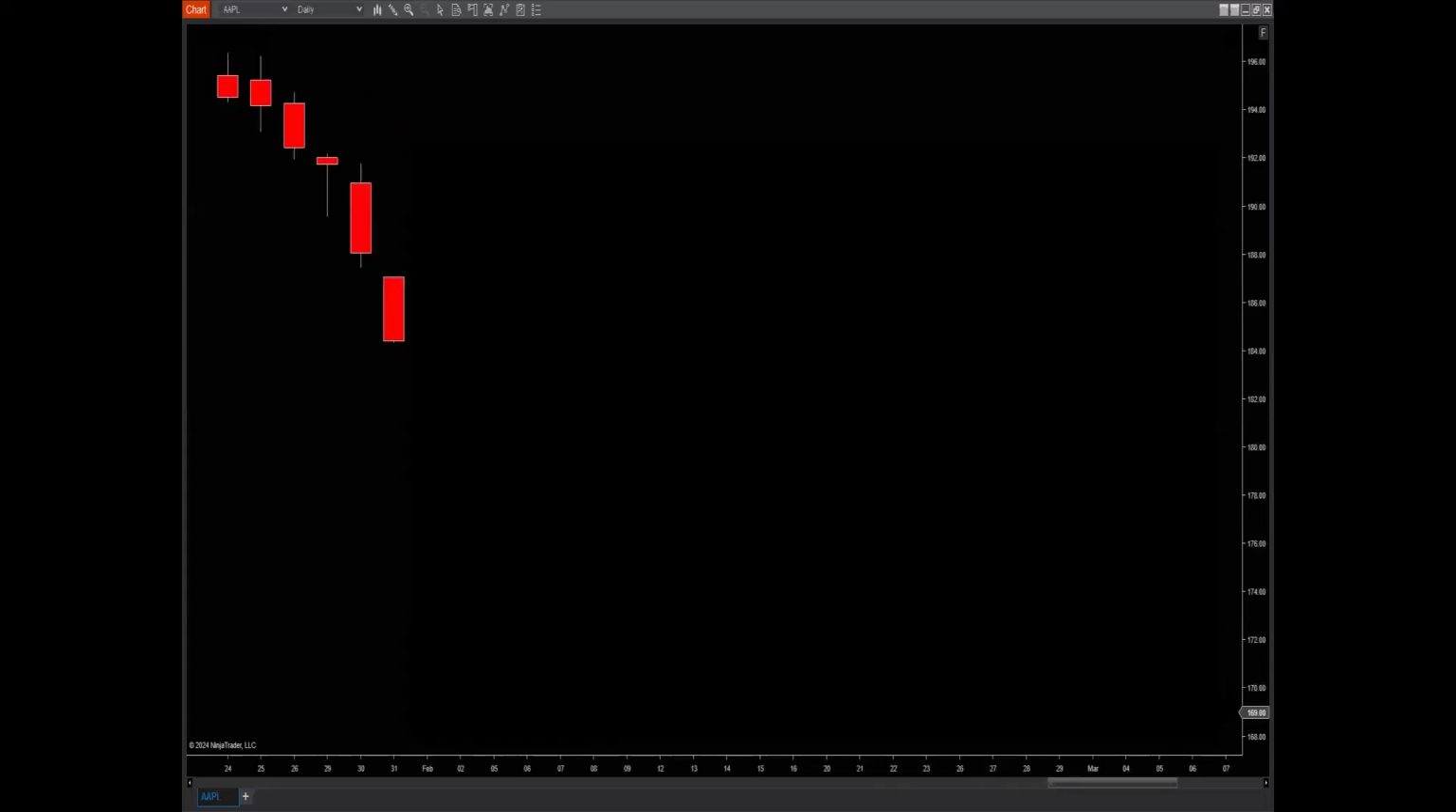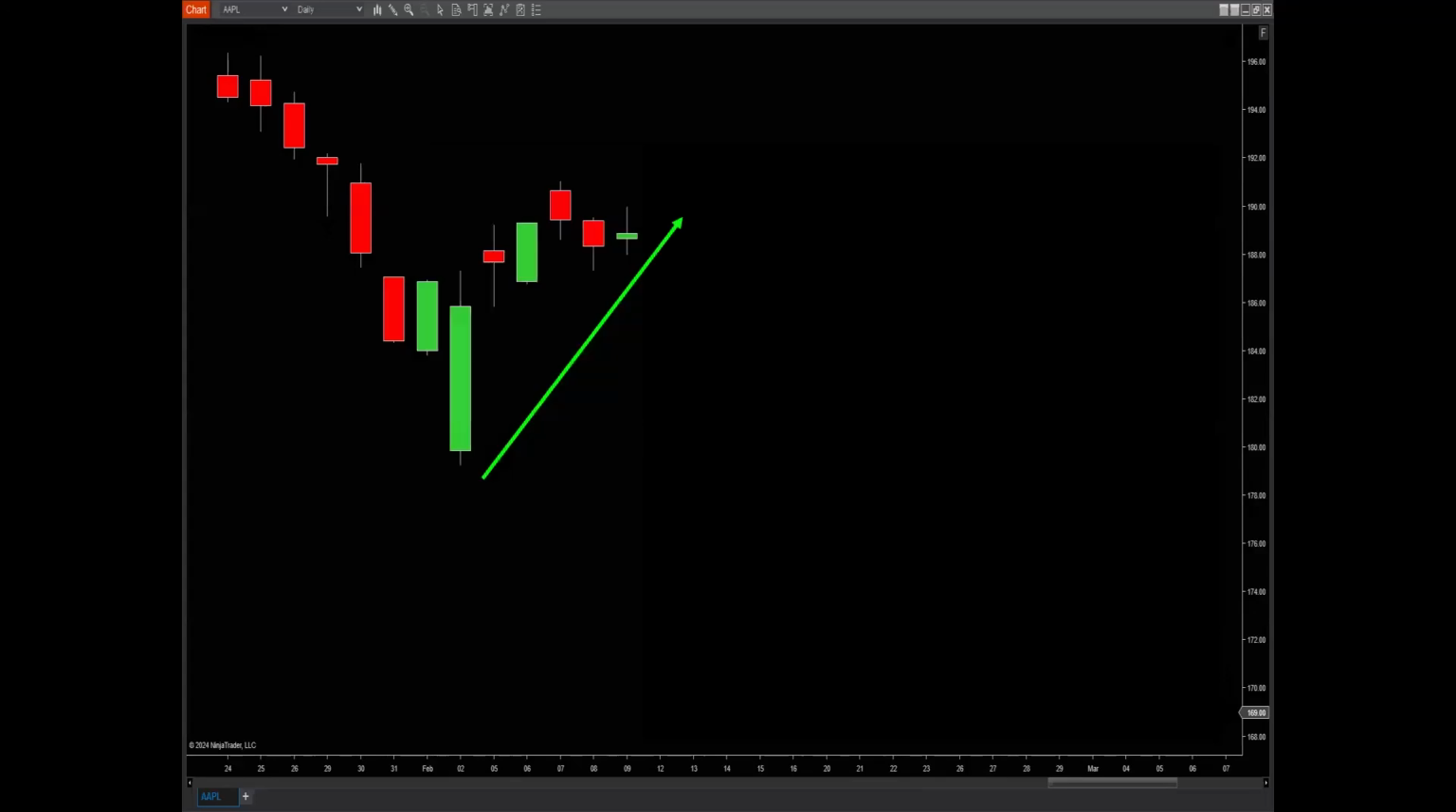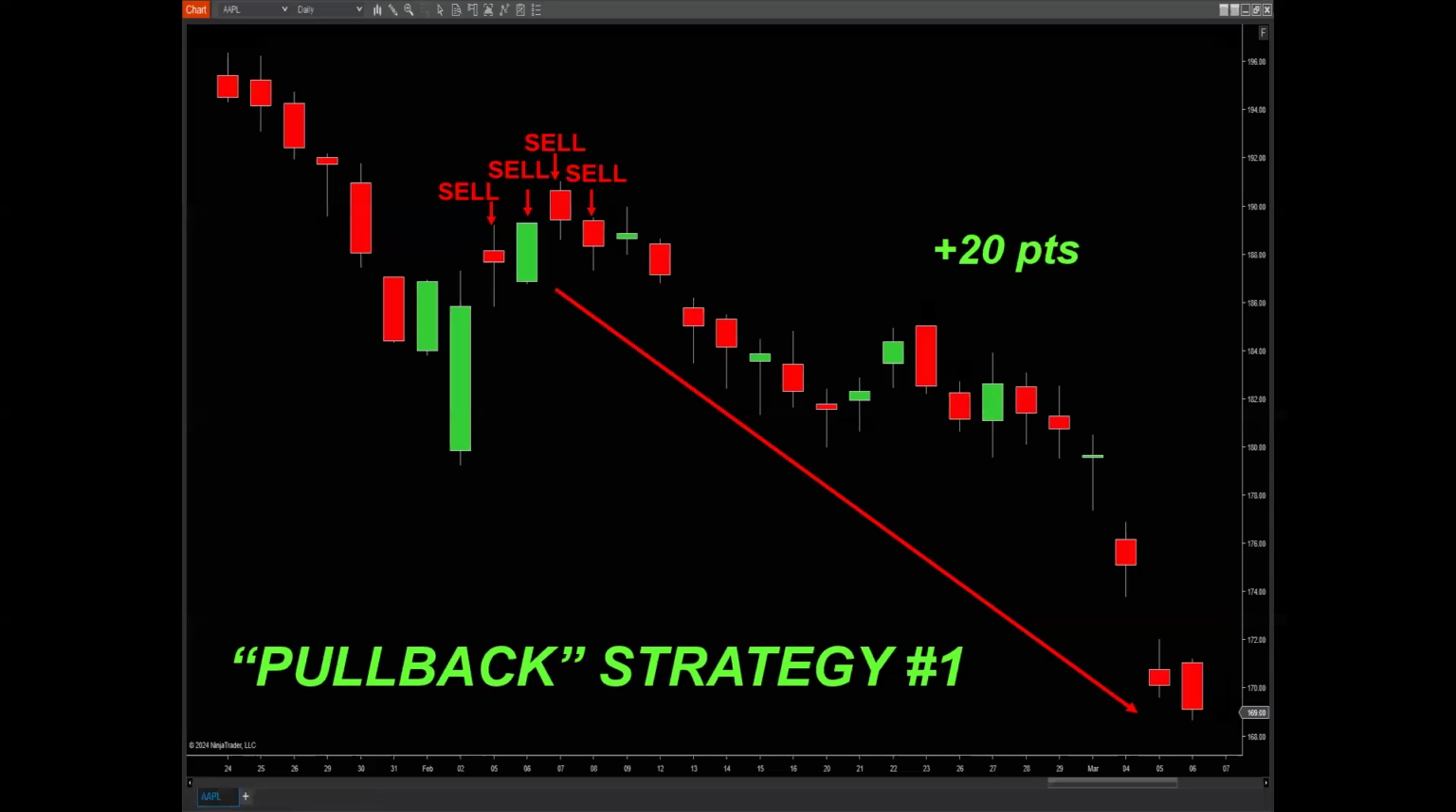Here's another one. Here's one in Apple going straight down, right? We're in a downtrend, but look what happened. Looks like it bounced. This could be called a reversal, textbook reversal right here, right? Gaps open lower and then closes near the highs. So where most traders would say, hey, it's time to go long, time to buy this, pullback strategy 1 generated a number of consecutive sell signals, and we all saw what Apple did this last month, 20 points to the downside.